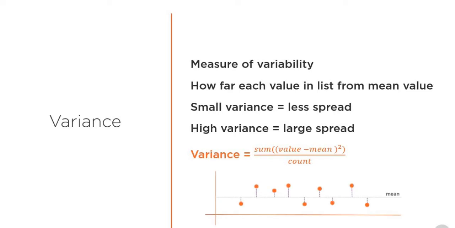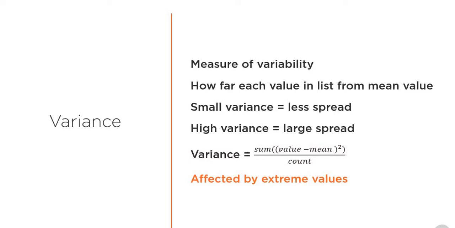You take the difference of each value from the mean, and then you square the difference and then sum for all the values in the list, and finally we divide the whole sum by the number of elements in the list. So as you can see, we have the mean in the calculation, which in itself gets affected by extreme values. That's why variance can also be affected by extreme values.